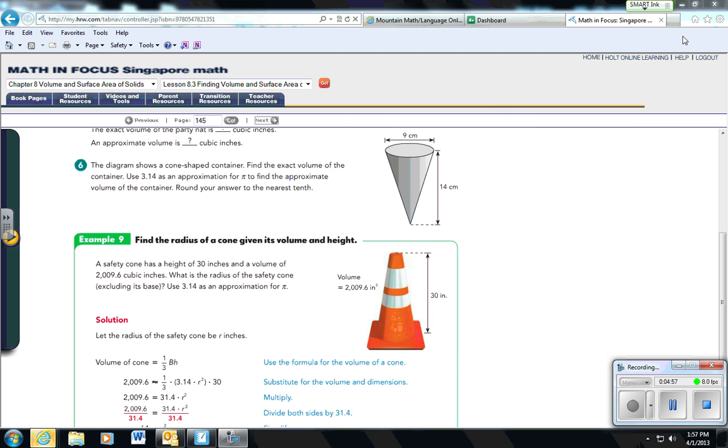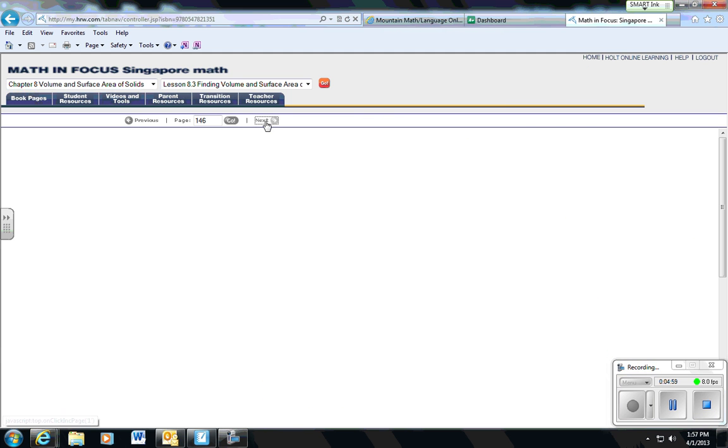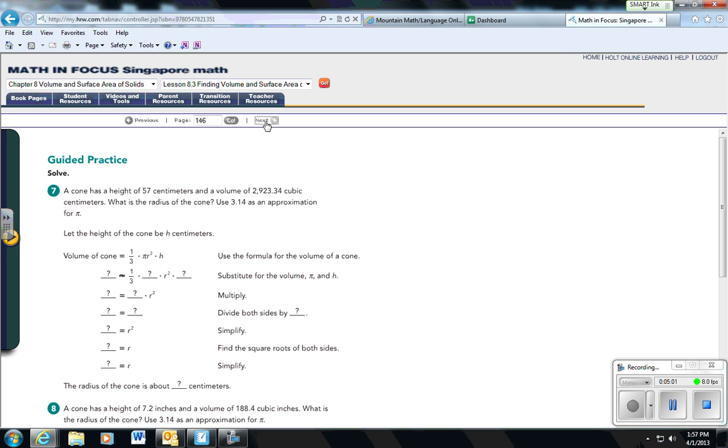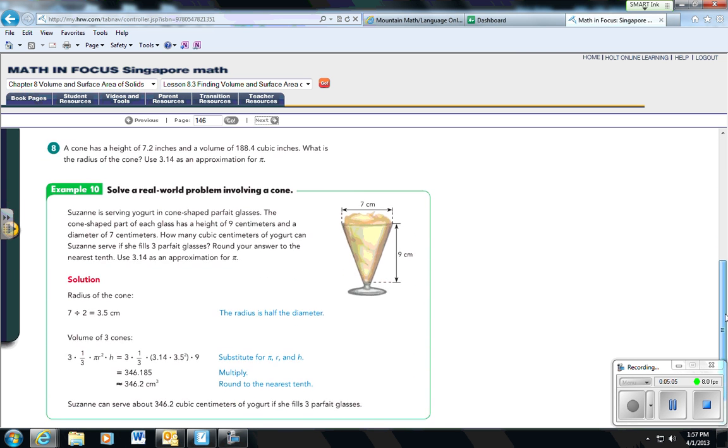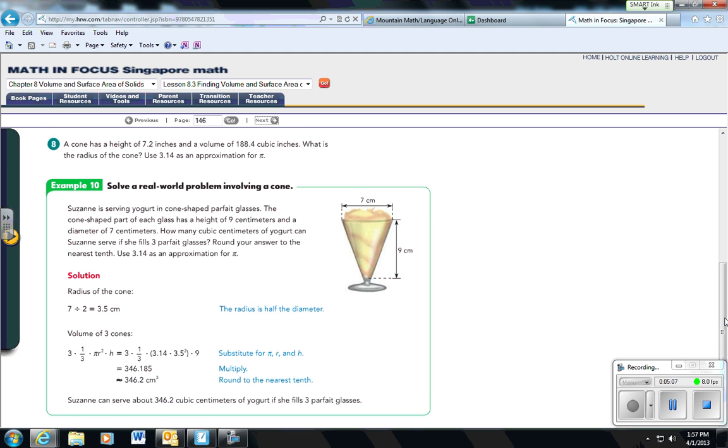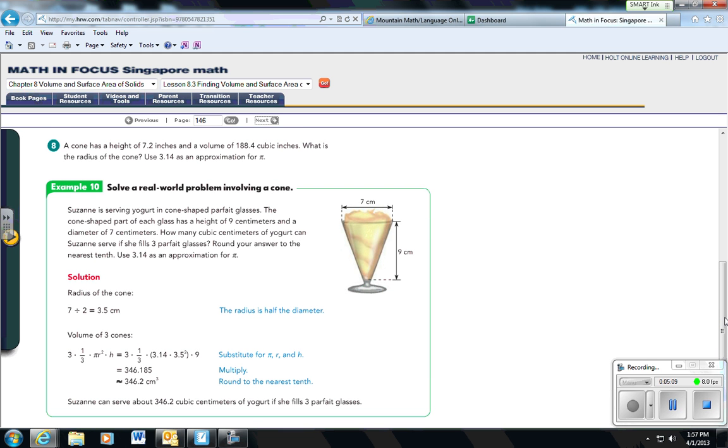Let's go to number 8. All right. So now on 8, they're giving us the volume and asking us to find the radius. So again, start with your formula. Volume equals 1/3 times pi times radius squared times the height. And plug in everything that you know.